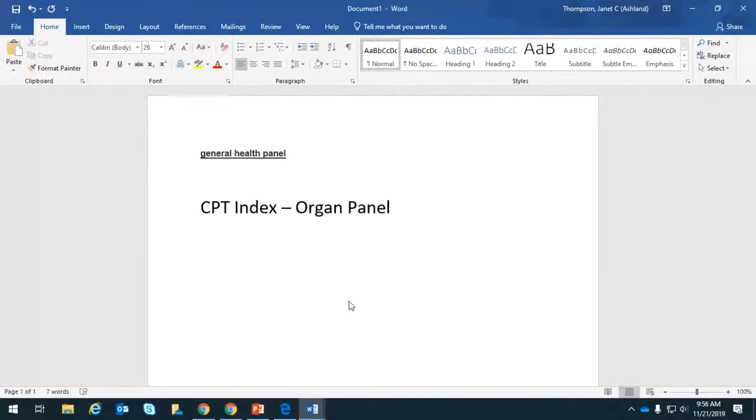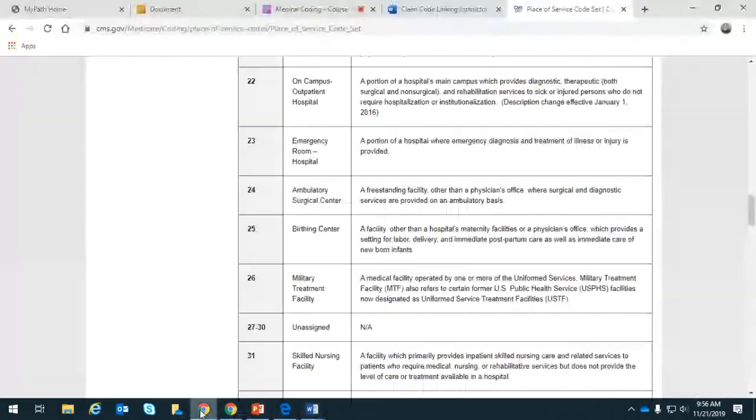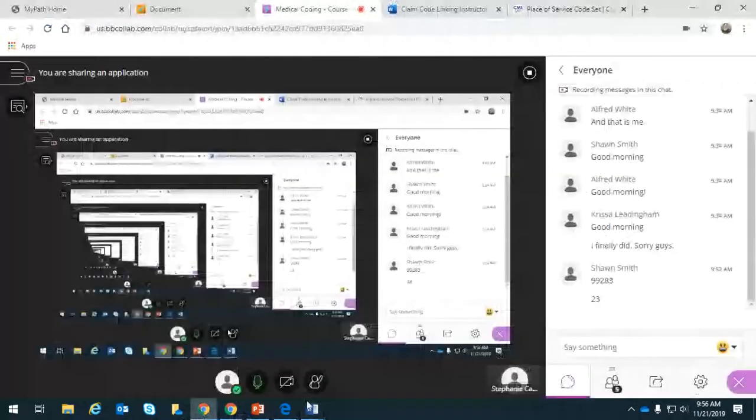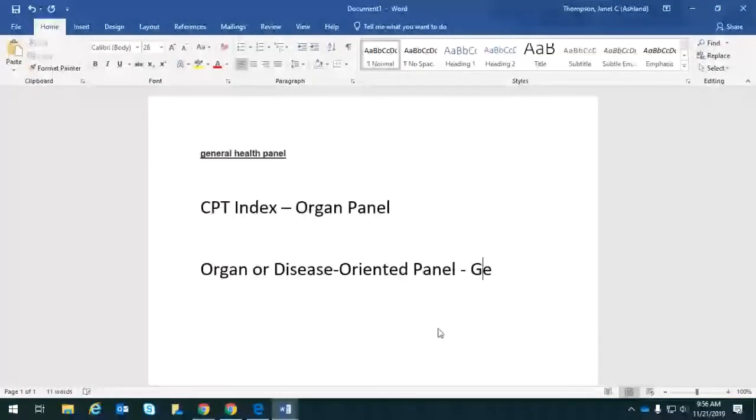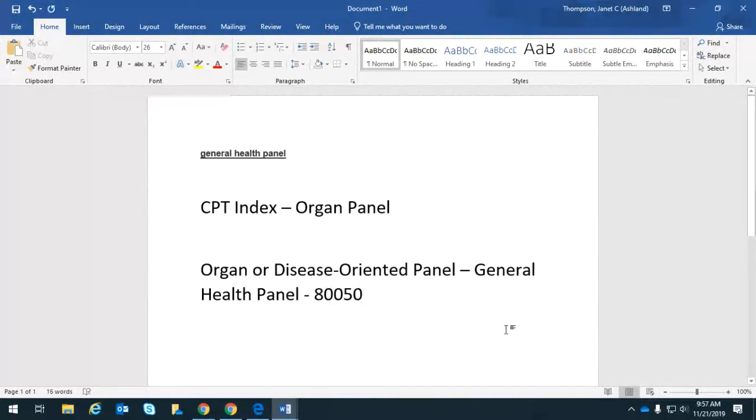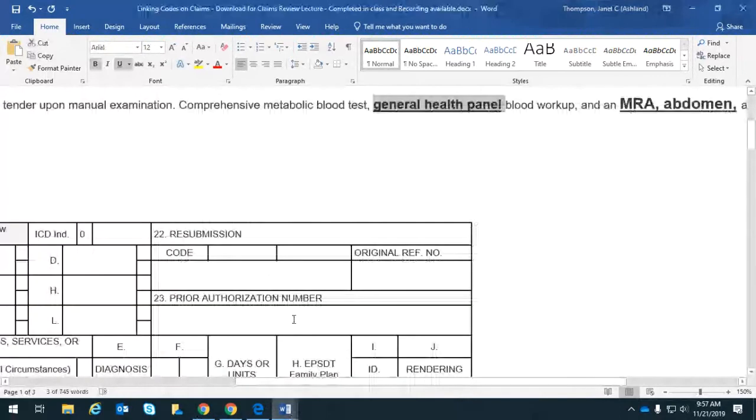When you look up organ panel in the CPT index, it's going to actually show organ or disease-oriented panel. And then we're looking for a general health panel. Again, we're learning about these today. This isn't something that you would know. If you're not familiar with pathology, you wouldn't know what an organ panel is. For general health panel, it does give us a code, 80050. So then that would be my next code.